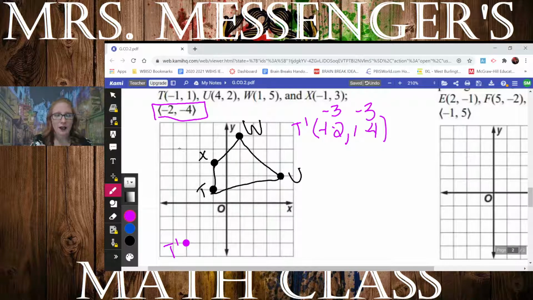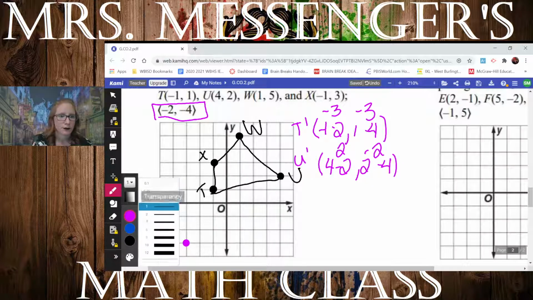Next we have U prime. So 4 minus 2 and 2 minus 4. So that gives me negative, oops, my apologies. That gives me 2, negative 2. And again, that is U prime.